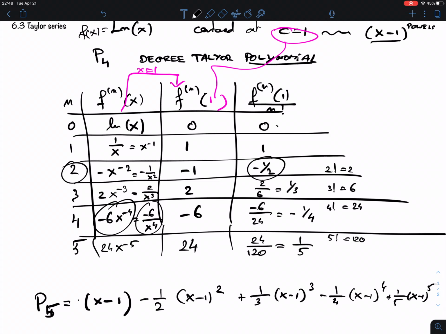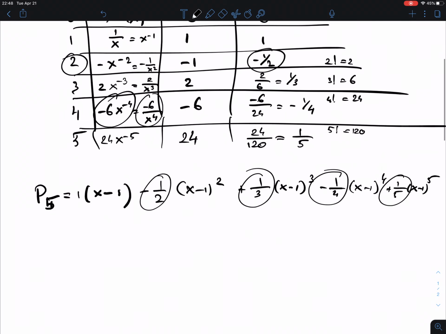What you get here is 1, minus a half, 1/3, minus 1/4, 1/5. So it's the reciprocals, but with an alternating sign. It looks like the alternating series, but of course, it's a power series in x minus 1. So we could easily write down what P6 is. What would P6 be? Well, we have to add one term. That will be 1/6, but I have to change the sign, so alternating sign. So this would be P6.